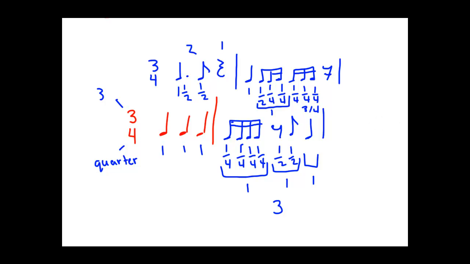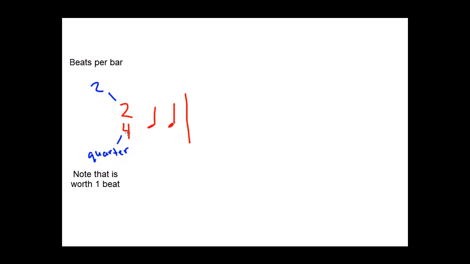Okay, we're just going to take a quick look at a couple other meters here. The same principles apply though. If you were given 2/4 time, 2/4 time means that there are 2 quarter notes per bar. Number of beats, the value that gets a beat. 2 quarter notes per bar. So we have 1 and 2 beats in a bar.